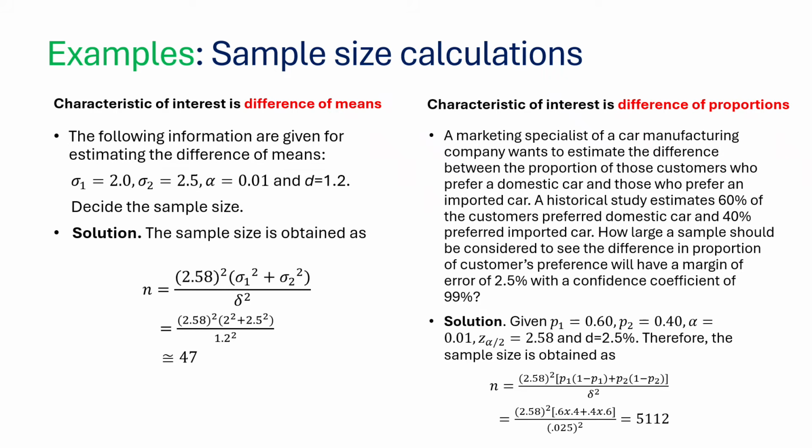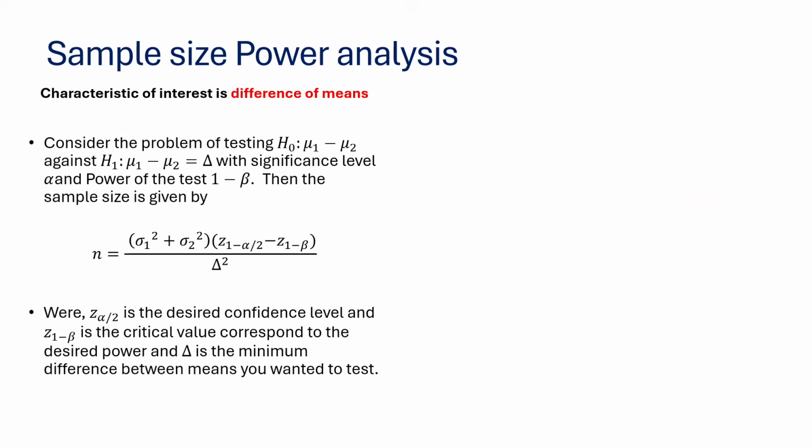The same way, for the character of interest difference of proportions, you can get the formula on the right side, and you can get the value of sample size as 51112. Many often people also use power analysis for sample size. Power analysis is a simple thing. You use it if the context is, for example, testing of hypothesis along with estimation. The previous formulas are all for estimation purposes only. So if you want to include both testing as well as estimation, definitely you need to go for the power analysis based sample size calculation.